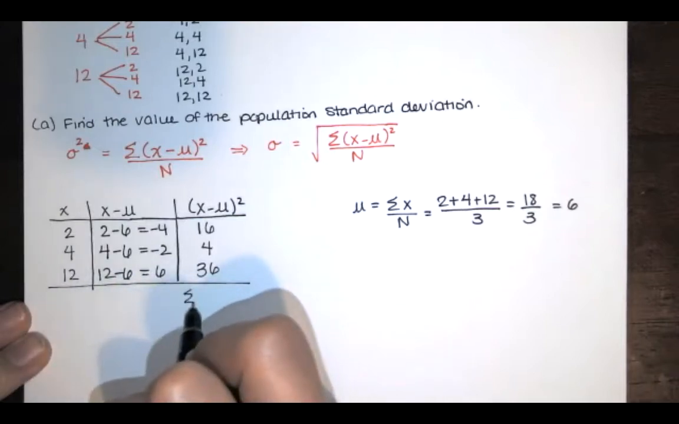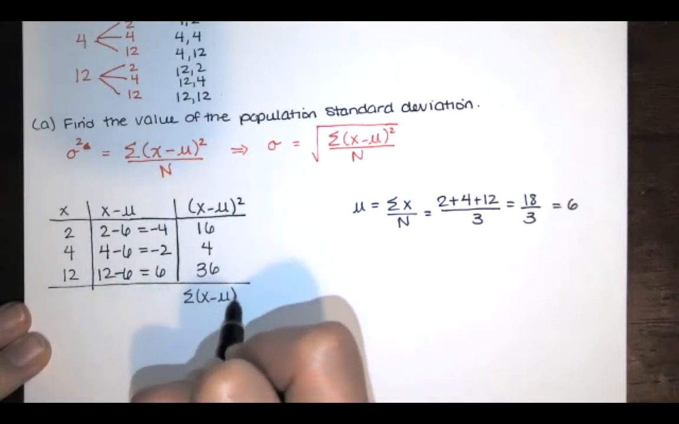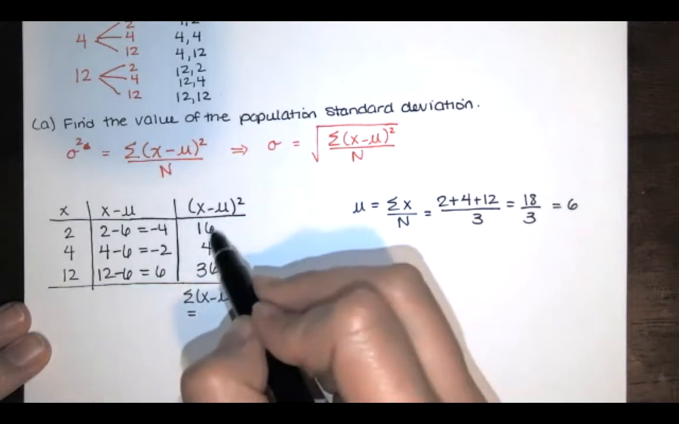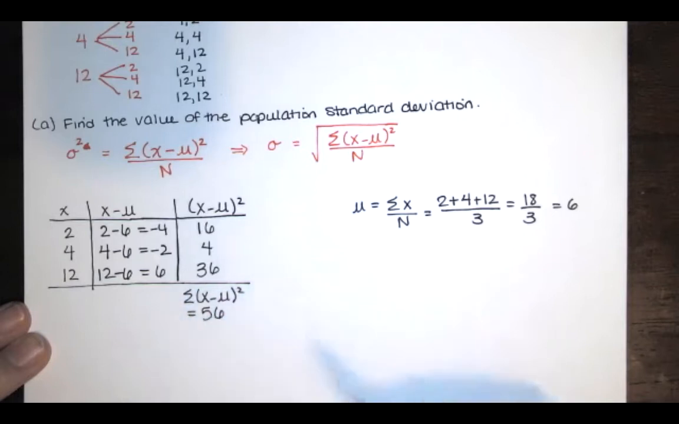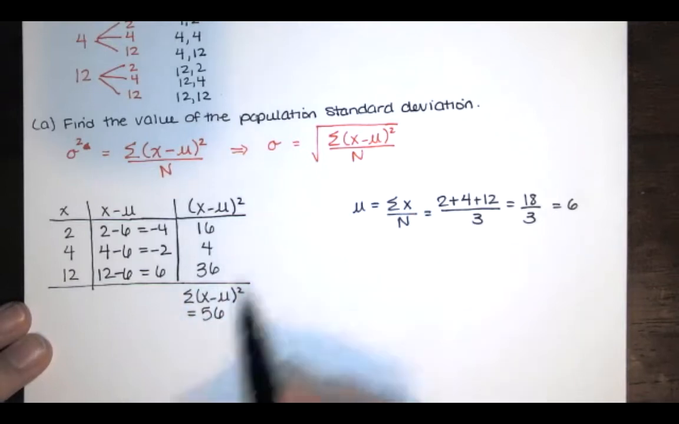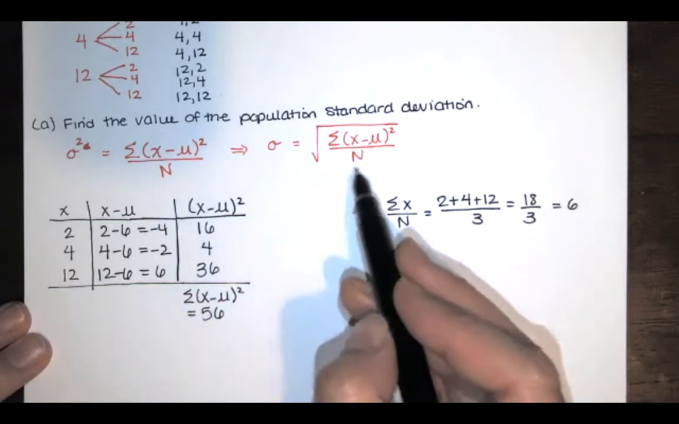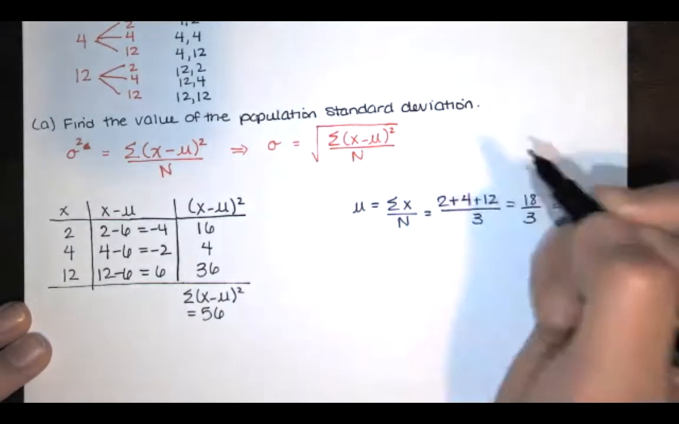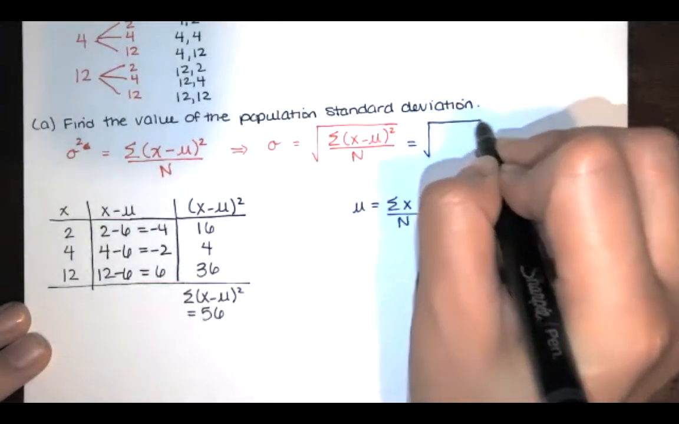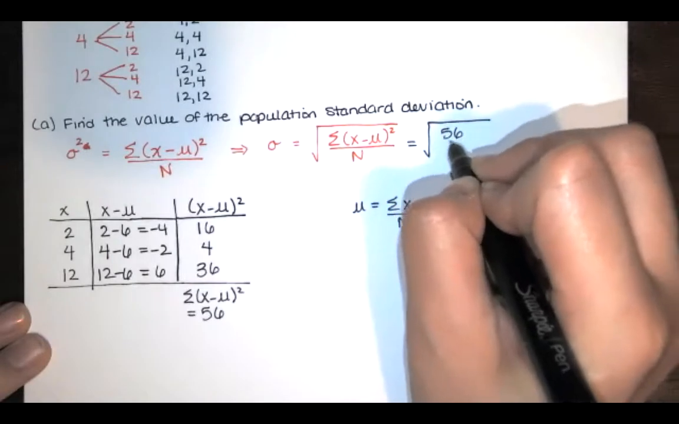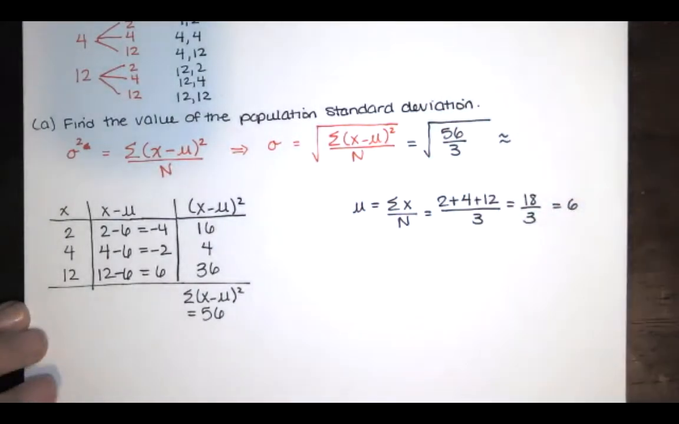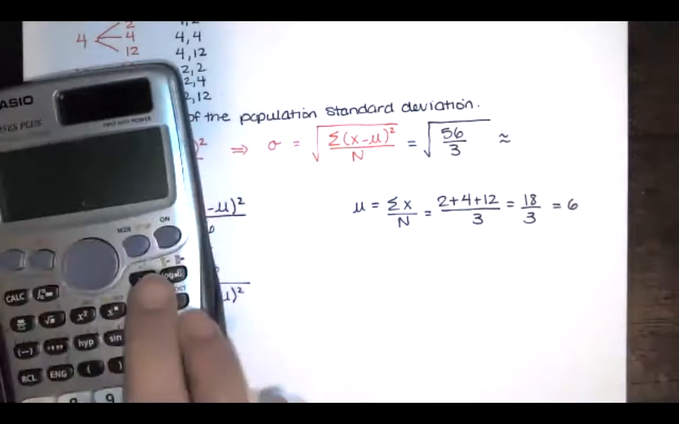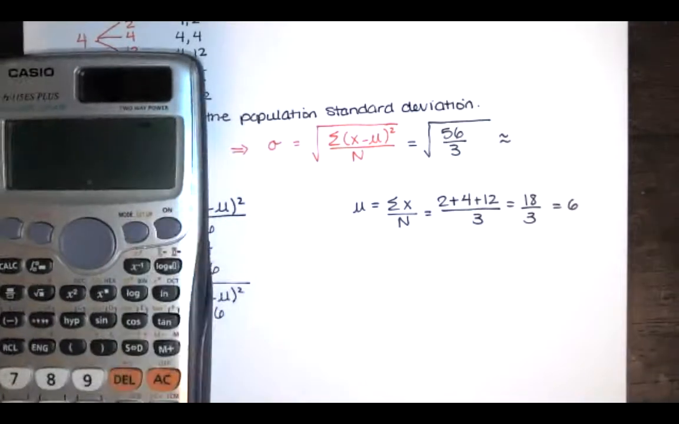The sum of these, well, that's 16 plus 4, which is 20, plus 36 is 56. And then we'll divide by the population size 3 and take the square root. So this is 56 divided by 3, and then we take the square root. And now I can get an approximation of that population standard deviation.